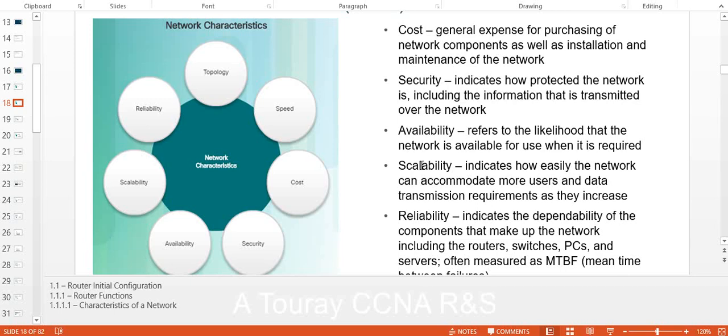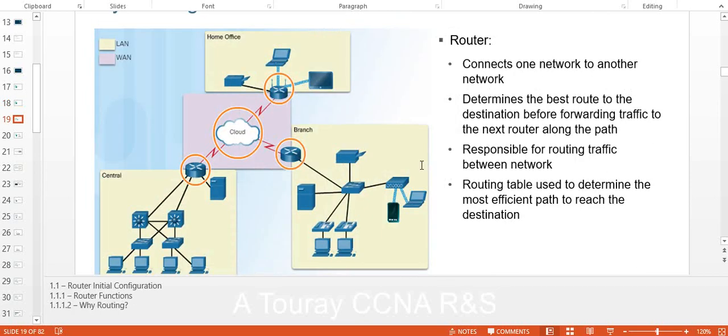Then you have scalability. When you are setting up a network, it needs to be fully scalable. That means at any time that you want to add something or increase your network infrastructure, you can always do it without affecting your previous network setup. And also we have reliability, which indicates the dependability of the components that make up the network, and you have to make sure that all these devices have something that connects or interconnects them, and they have a specified redundancy.